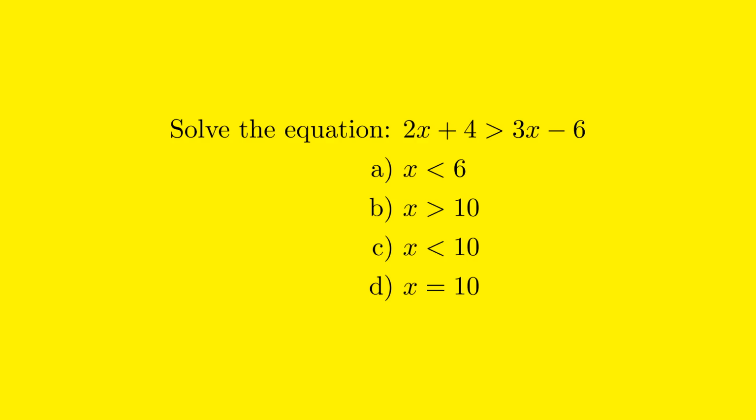Here's the problem. 2x plus 4 is greater than 3x minus 6. The possible solutions are A, x is less than 6; B, x is greater than 10; C, x is less than 10; or D, x equals 10. Pause the video and try to solve it on your own.